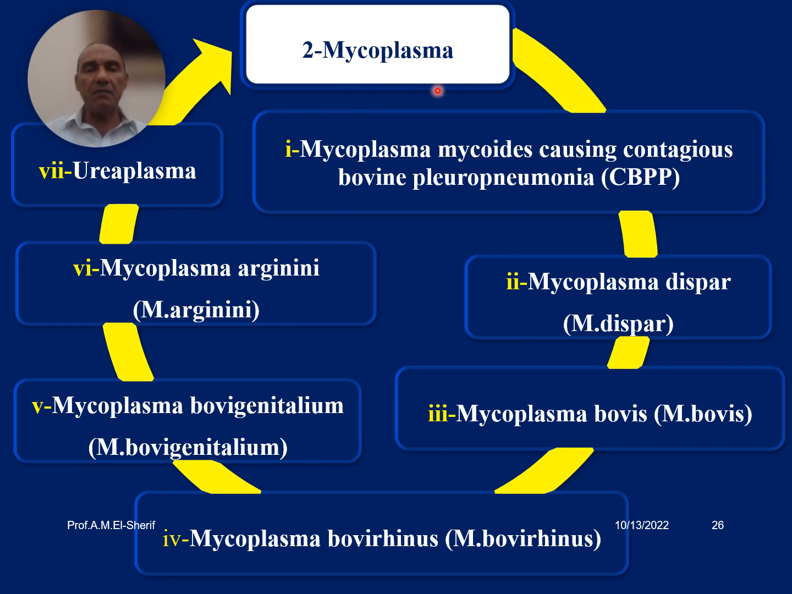The Mycoplasma microorganism, we have 7 types. Number 1, Mycoplasma mycoides var mycoides, that causes contagious bovine pleuropneumonia, and we will discuss this in detail in the following lecture. Mycoplasma dispar, Mycoplasma bovis, Mycoplasma bovirhinis, Mycoplasma bovigenitalium, Mycoplasma arginini, and Ureaplasma.